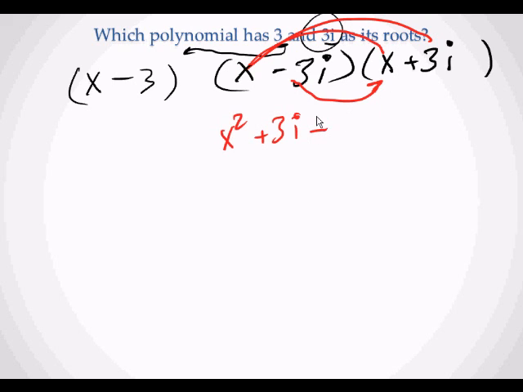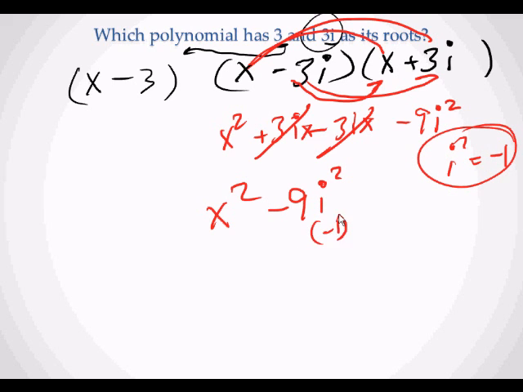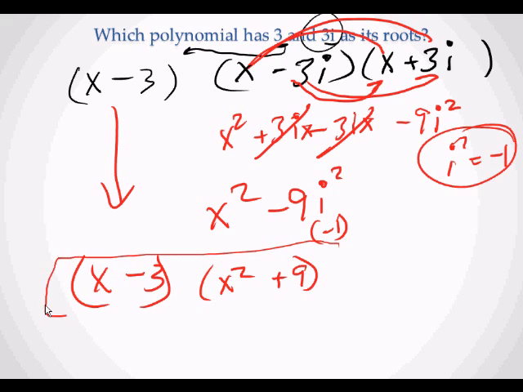X times x is x squared. X times 3i is a positive 3xi. Negative 3i times x is a negative 3ix. And then negative 3i times 3i is a negative 9i squared. These two cancel. We're left with x squared minus 9i squared. Remember, we change all i squares to negative 1. So we change this to a negative 1. We got negative 9 times a negative 1 is a positive 9.